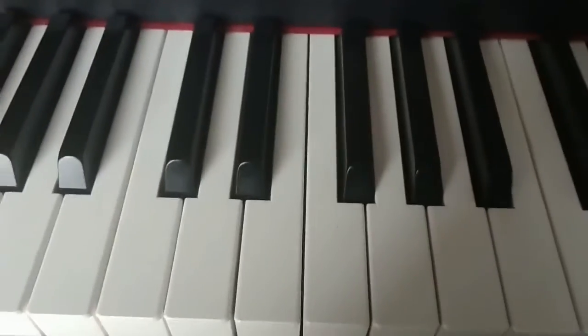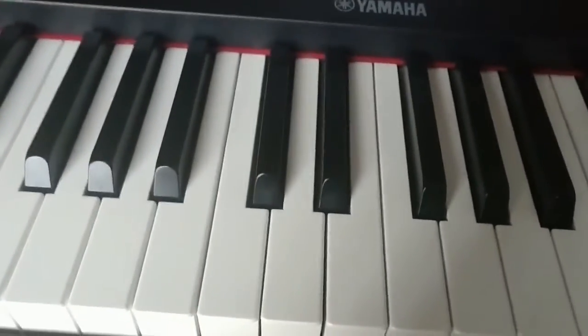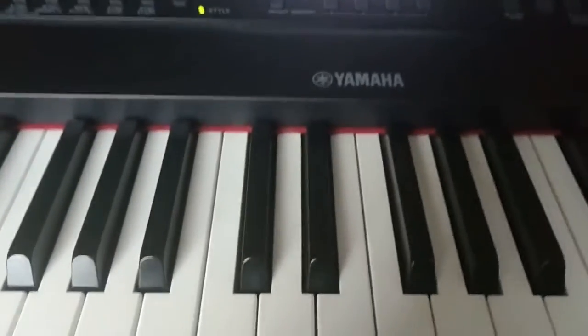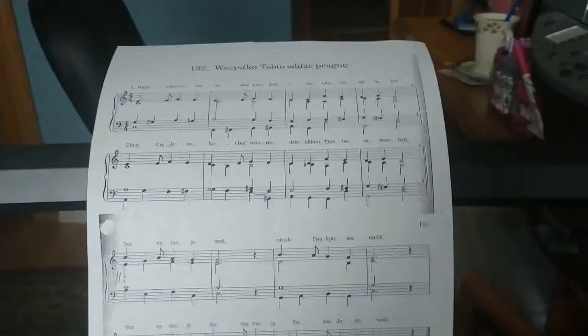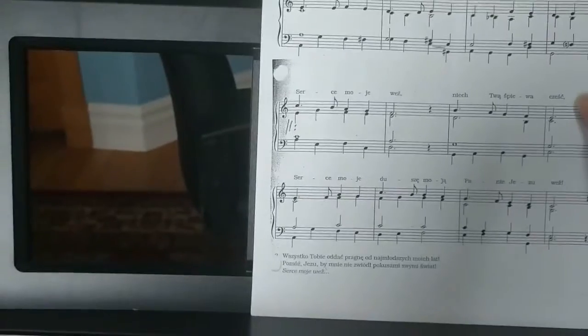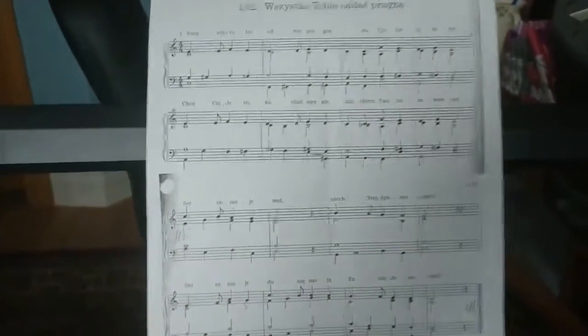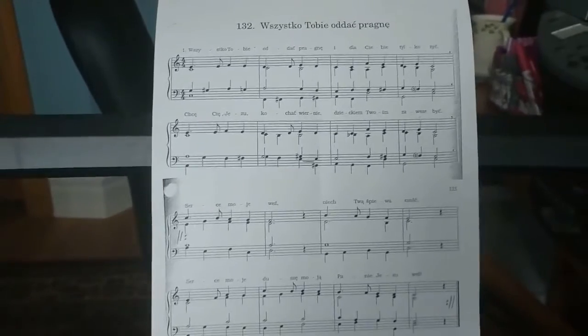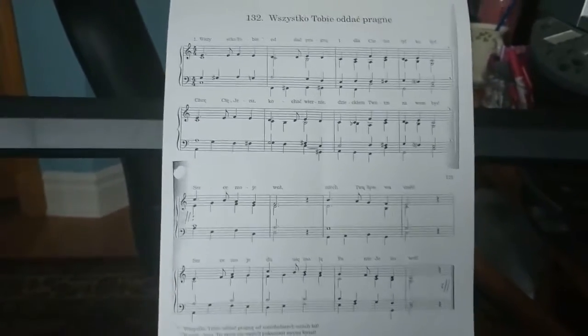So now I have a little surprise for you. In the last video we learned about where you can find each letter note on the keyboard or piano. Now I'm going to show you just a little bit, just the beginning, of how to understand sheet music and how you can find some of the notes on sheet music on the piano. The song over here is actually a Polish church song, one of my favorites. I'm going to try to bend it a little bit so it doesn't fall off. There we go, now it's straight. So we're going to find some of these notes on the piano.